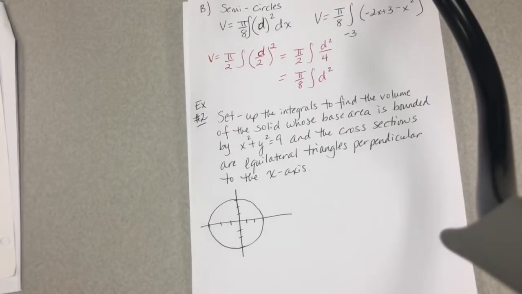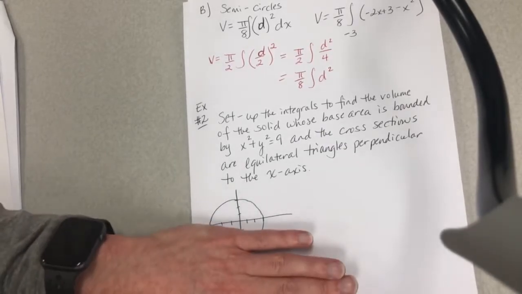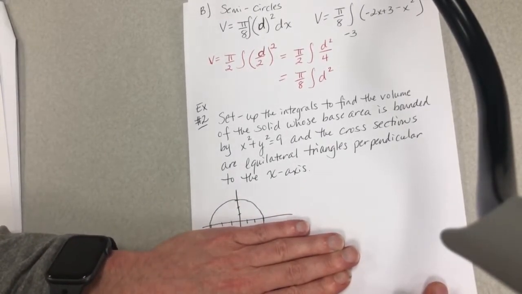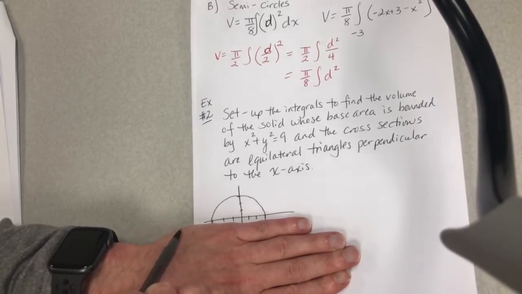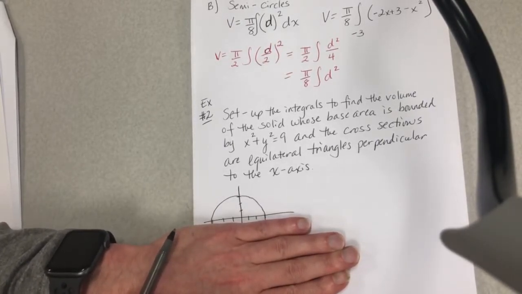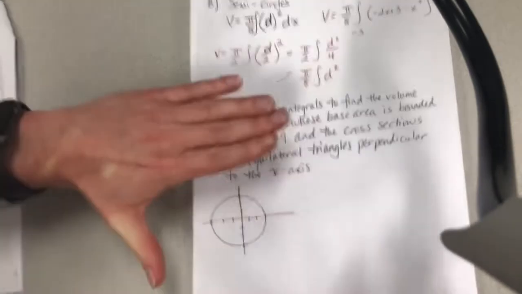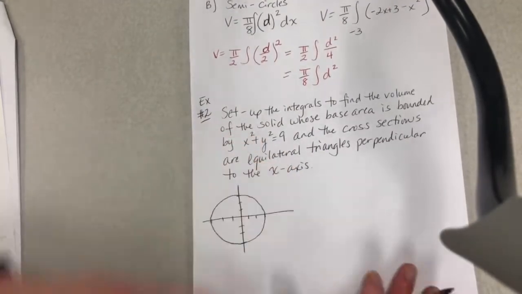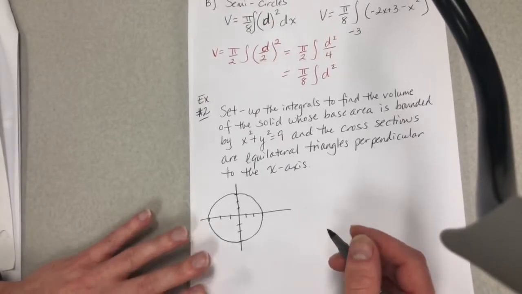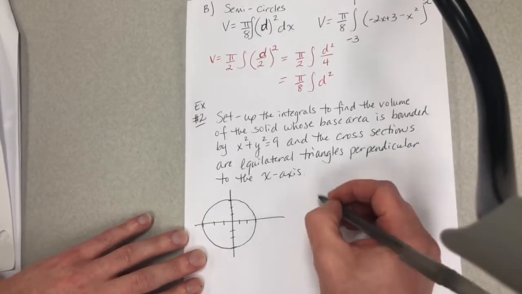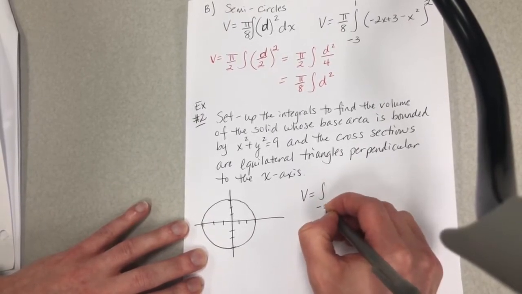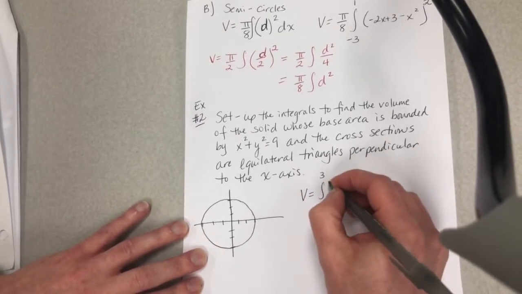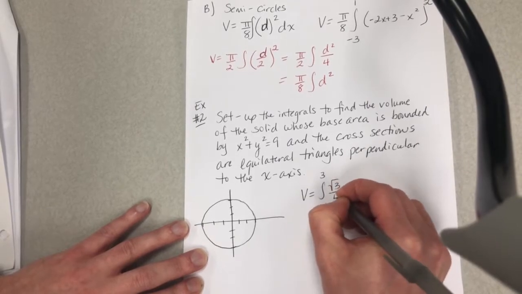So if I were to do this, it would be a semicircle, correct? And so my limits would be from -3 to 3. Now, we know that a circle is going to be symmetrical, and so the area on top is equal to the area on bottom, so I would just double it. Okay? So your formula for volume is going to go -3 to 3, square root of 3 over 4.